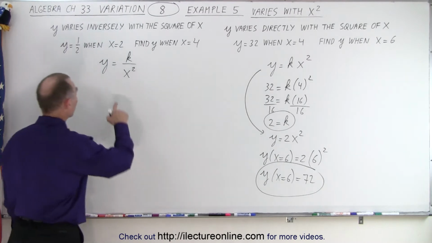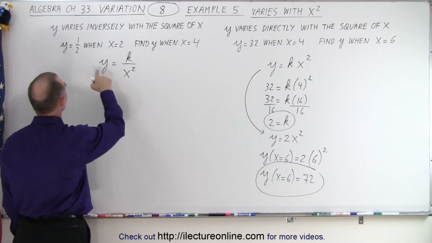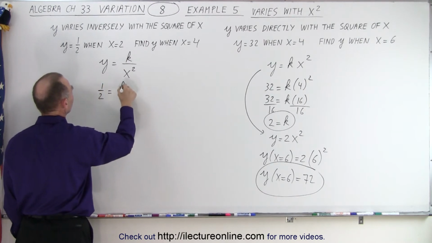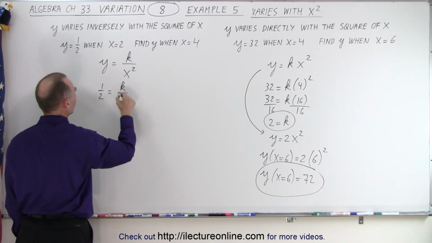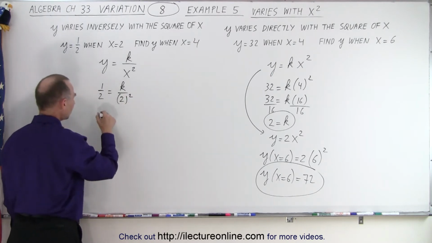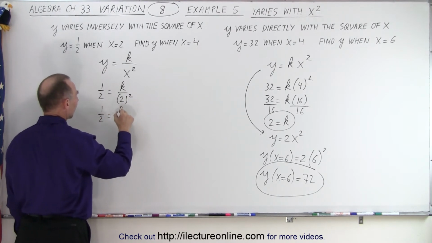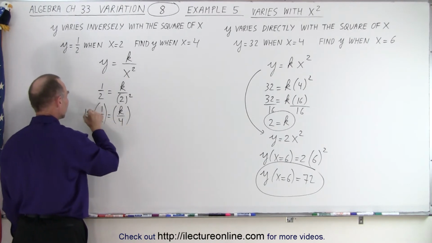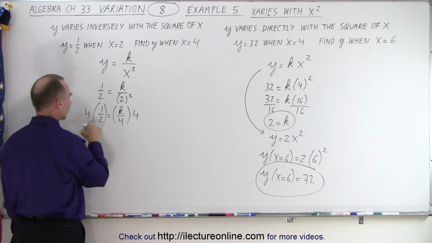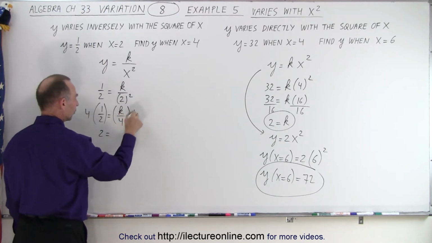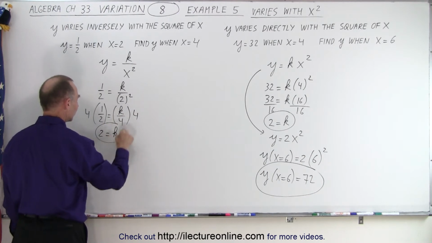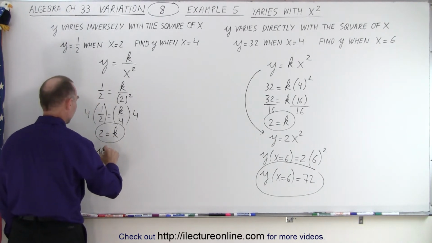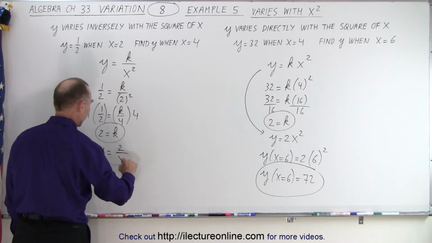All right, over here, we also need to find the value for k. We're given a value for y and a value for x, so 1/2 is equal to k divided by x squared, so that's 2 squared. So 1/2 is equal to k divided by 4, and let's now multiply both sides by 4. When we do that, we get 4 divided by 2, which is 2, equals, the 4's cancel out, we get k. And in this case, k is also equal to 2. All right, now we can write our equation that y is equal to 2 divided by x squared.